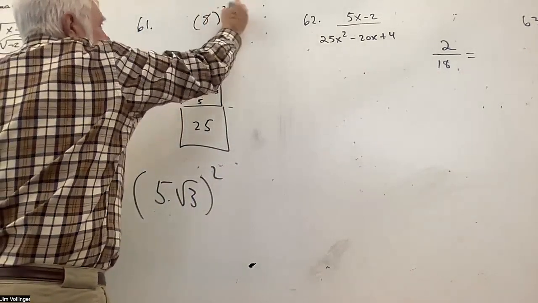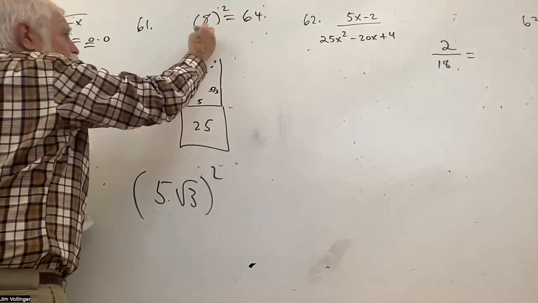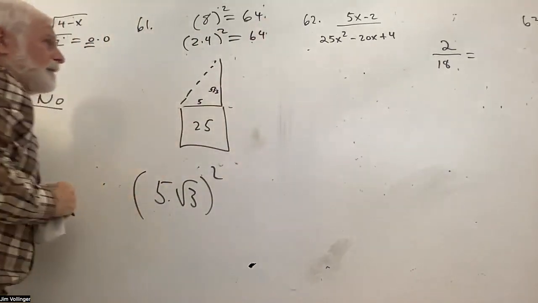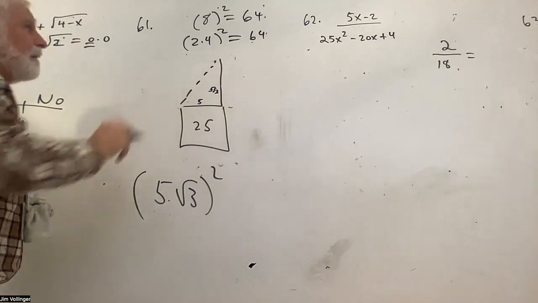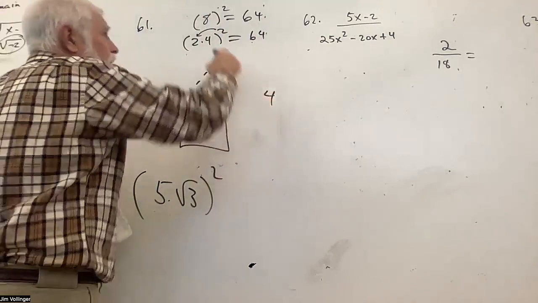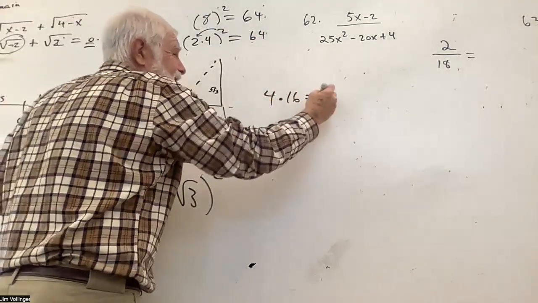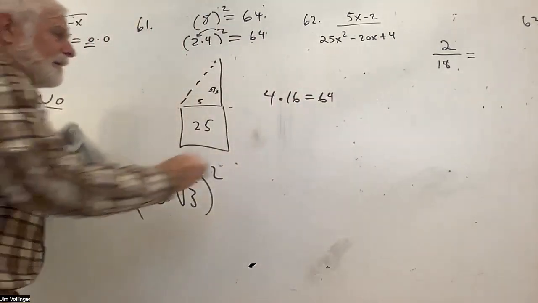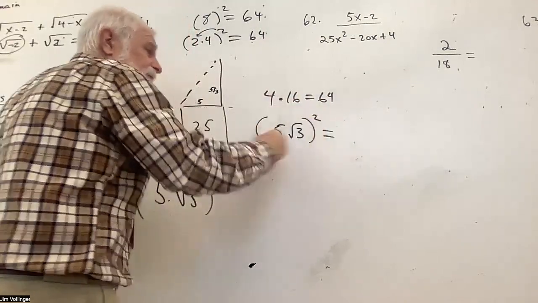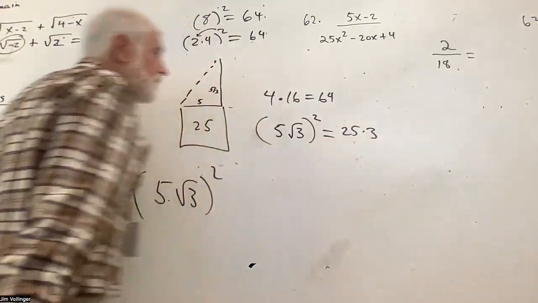What's 8 squared? 64, you know that. Let's make 8 a product. 2 times 4 squared has to equal 64. So what are the mechanics of that? Well, I think because it's in parentheses, 2 squared is 4, and 4 squared is 16, and I do believe 4 times 16 is 64. I can see that. So if I take 5 root 3 and I square it, that tells me I square the 5, and I square the square root of 3, which is 3.